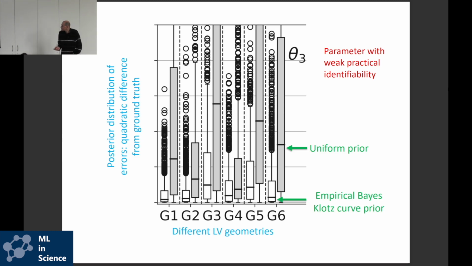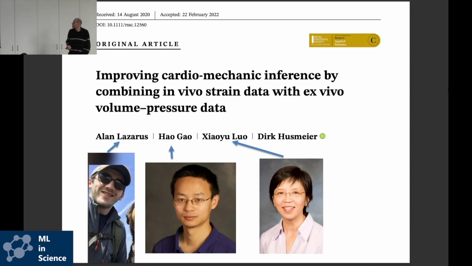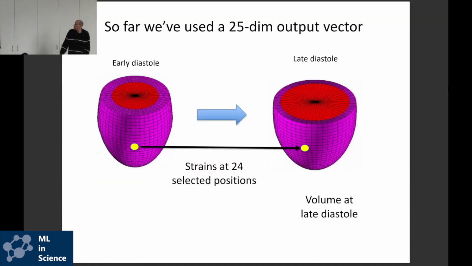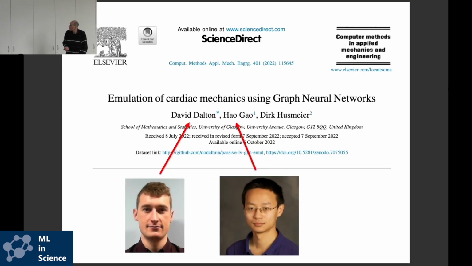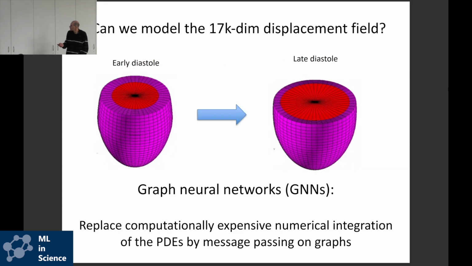Okay. So final question, can we go then beyond 25 dimensions to look at the full displacement field? And I think I can only give you a brief sketch here. That is where we want to use graph neural networks now. That is joint work with David Dalton and Hao Gao. So we want again to go from early diastole to late diastole.